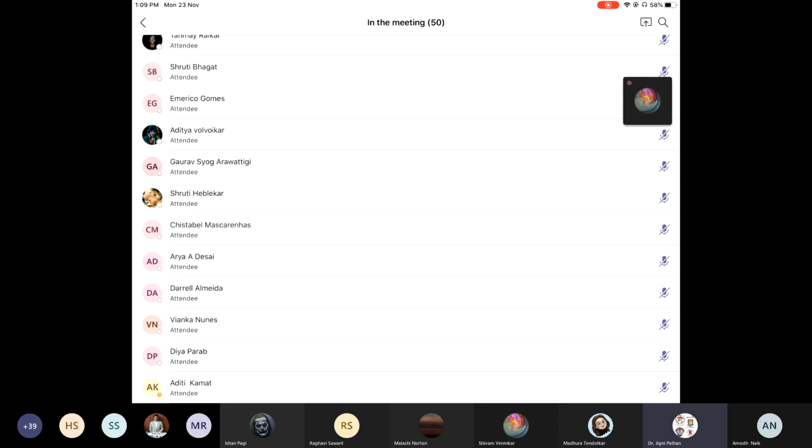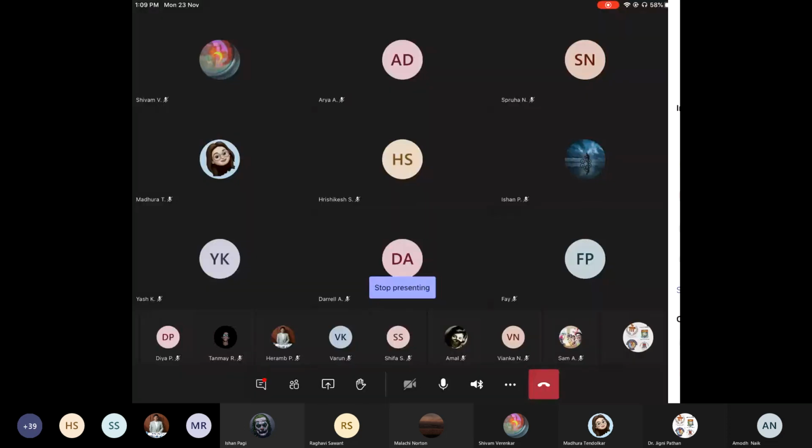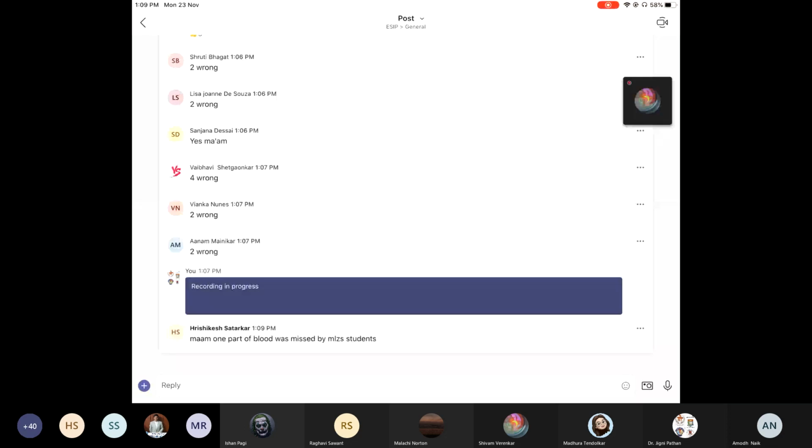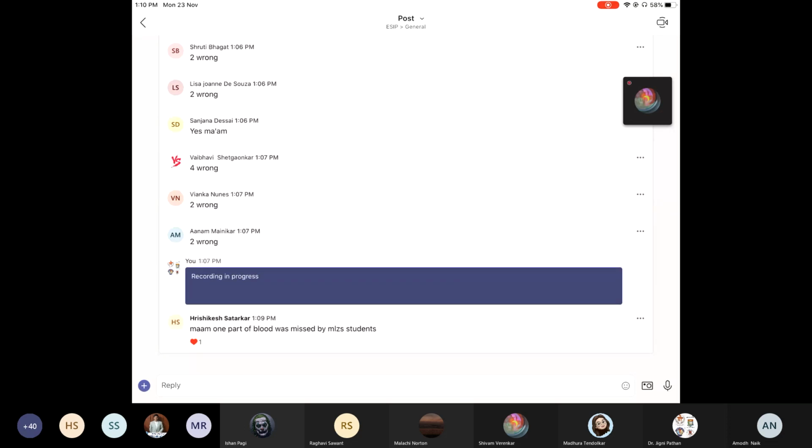Aditi Kamath, Dia. One part of the blood was missed. Which part? Rishikesh? Which part? Why heart is important, Prabhu Desai? Which part? Come on, tell me quickly.